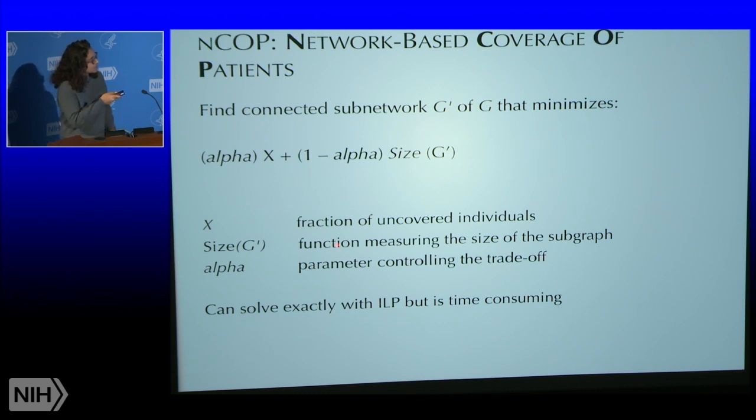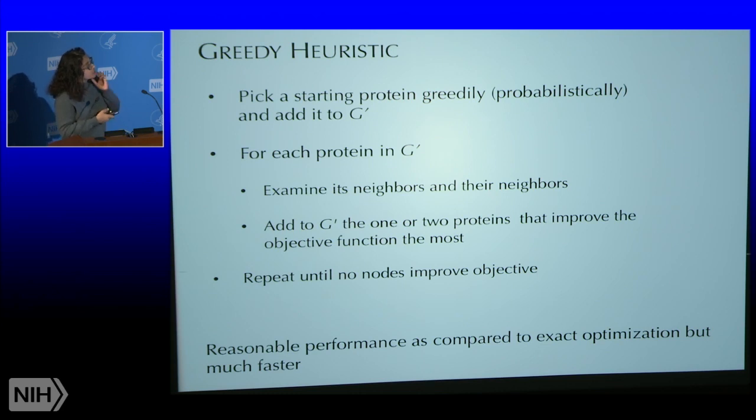So you can write this more mathematically, and you can solve this exactly with integer linear programming, but it's time-consuming. So instead, you can do a very simple heuristic procedure that works reasonably well. Your procedure is to try to build this subnetwork by picking a protein that is found to be mutated in a lot of individuals, and you'll do this probabilistically. And then you're going to expand this subnetwork out. So if you call this subnetwork you're building G', for each protein in G', you're going to examine its interactions and the interactions of its interactions. And you're going to add to this subnetwork the 1 or 2 proteins that improve your objective function, that alpha trade-off, the most. And then you're going to repeat until no more proteins that are being added improve your objective function. And as I mentioned, this has reasonable performance as compared to the exact optimization, but it's much faster.